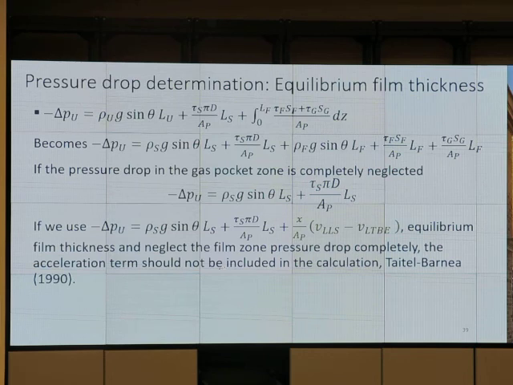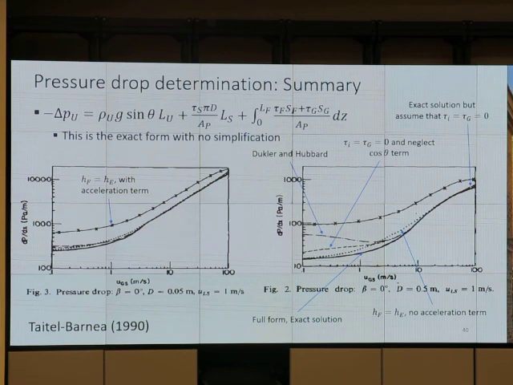Taitel-Barnea show the full form. If we want to do it completely correct, we do that. But if we want to do some quick approximation, like Dr. Hubbard, neglect that term. Got it? For equilibrium film thickness, neglect the film zone pressure drop completely. The acceleration term should not be included in the calculation. Should not. Do we trust them? Not yet. We have to see how they validate that model. Now with the results, then we can trust them.